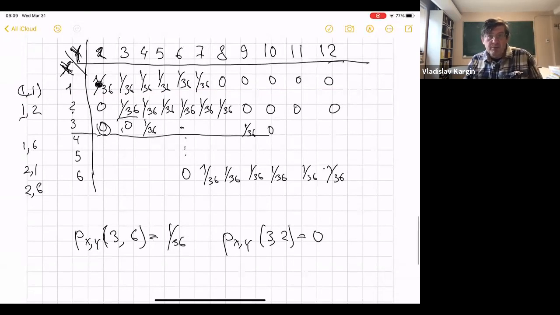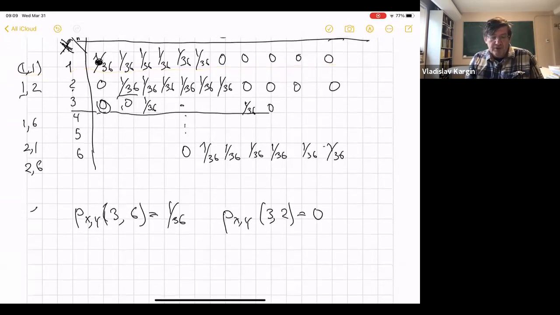And so now what about the marginal? So this is a joint PMF, and it's summarized in this table. What about the marginal?